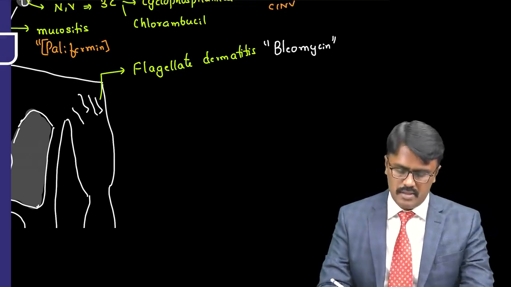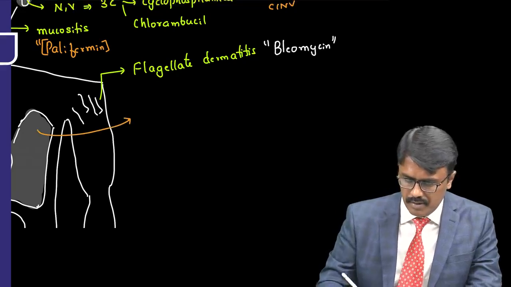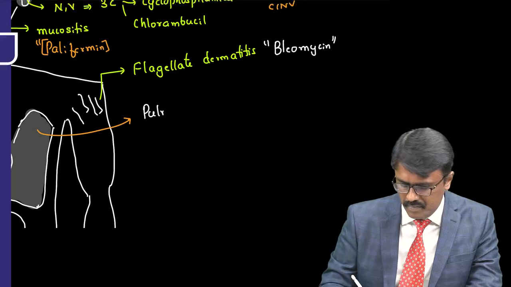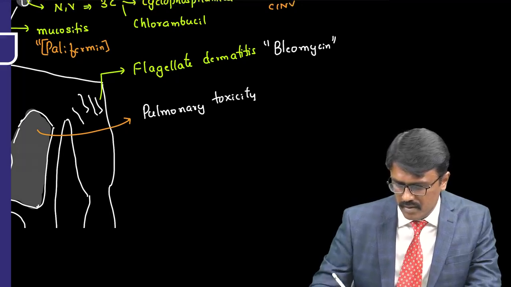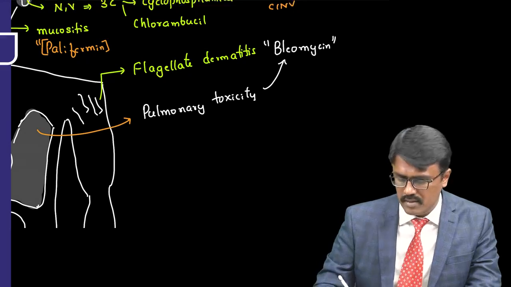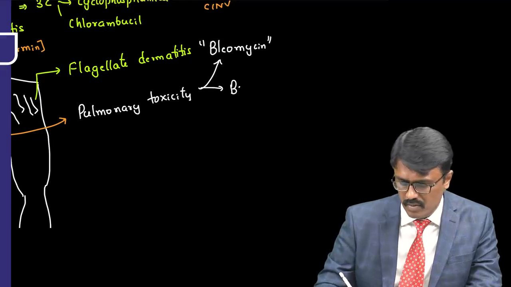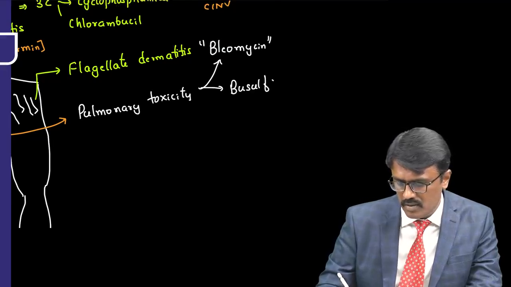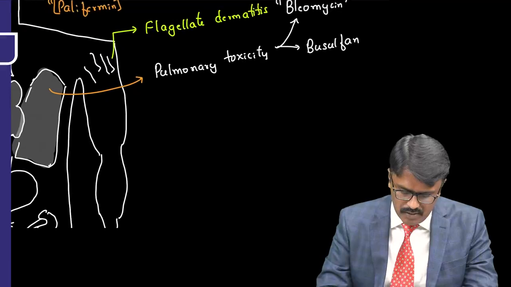The next important one is what drug will cause toxicity of the lung, the pulmonary toxicity. Remember, bleomycin can cause that. Another drug which starts with the same B is called busulfan. So these two drugs are known to produce lung toxicity, pulmonary toxicity.